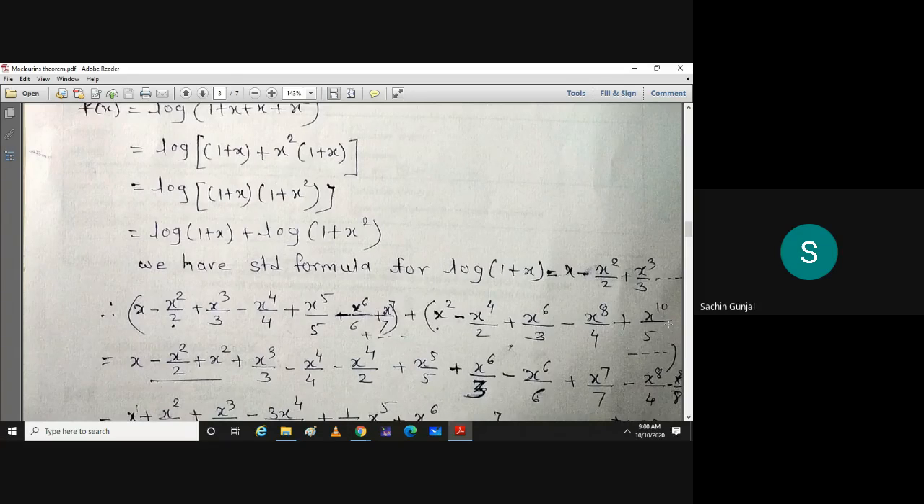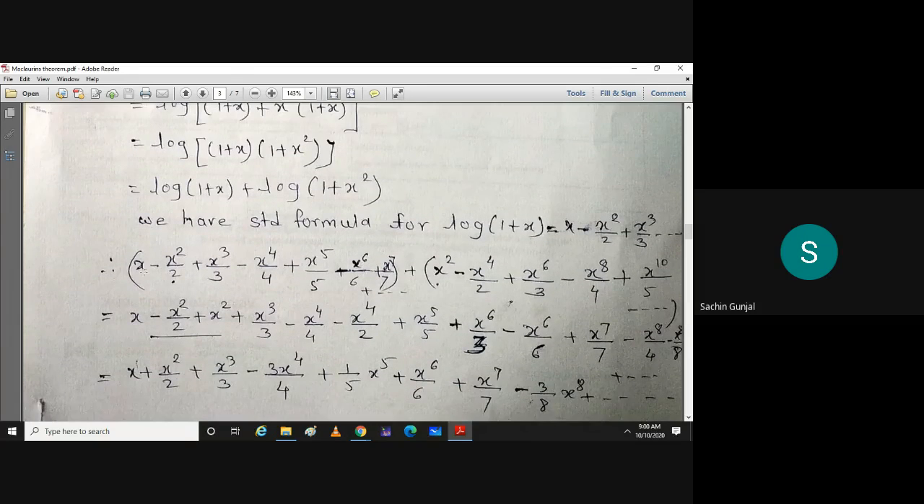And then secondly, collect the coefficients. So coefficient of x is 1, so x as it is. Then coefficient of x square, here it is minus 1 by 2 for this term, and here it is plus 1. So it becomes minus 1 by 2 plus 1, 1 by 2. So x plus x square by 2. Then coefficient of x cube, here it is 1 by 3, and here there is no term of x cube. So x cube by 3 as it is.